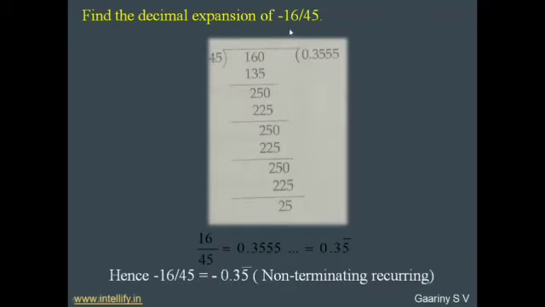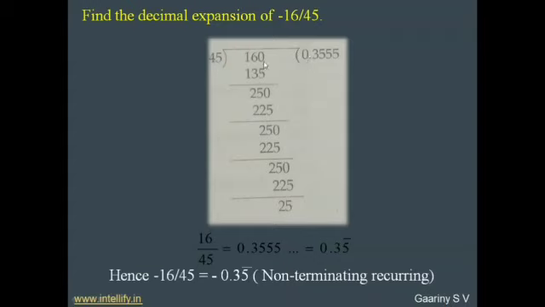Now look at the decimal expansion of minus 16 by 45. You just have to ignore this negative sign when you do the long division method. You can include the minus sign in the final solution. So just divide 16 by 45 in the first step. 16 is less than 45. So you place a decimal point in the quotient, and you can also add a 0 here after placing the decimal point in the quotient.